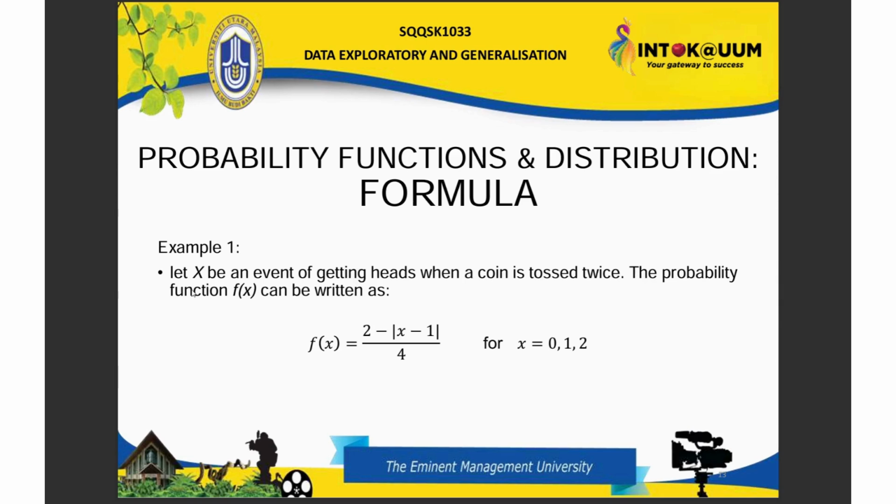Finally, we can encapsulate the entire distribution in a formula. For this specific example, the probability function is given by f(x) equals (2 minus |x minus 1|) divided by 4, for x equals 0, 1, 2. So let's verify its accuracy by substituting each value of x.